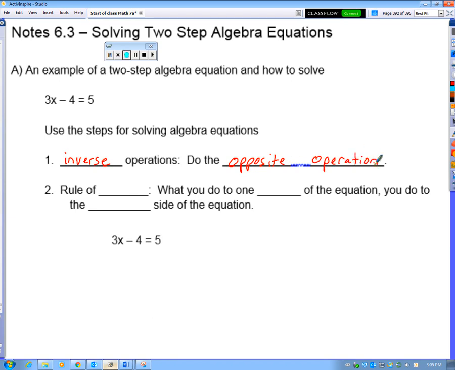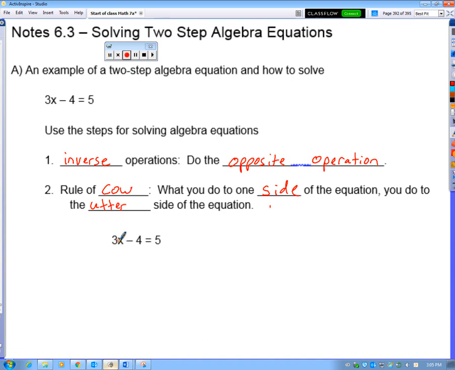And the second rule that we have after we do that is rule of cow. Alright, here comes that joke for you. What you do to one side of the equation, you do to the other side of the equation. Alright, it's still funny, no matter how many times you hear it. Alright, let's take a look at this equation. Let's see how we're going to go about solving it.